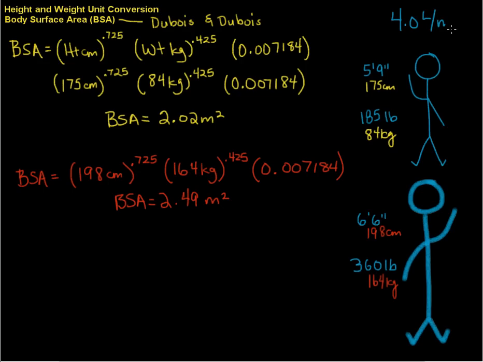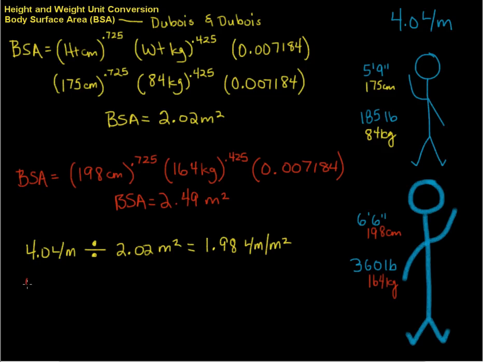Now, if you recall when we first introduced this topic, we said both of these people had a cardiac output of 4 liters per minute. Let's see how that works with the cardiac index now. Let's take this cardiac output and index it with the body surface area. In the first case, we have 4 liters per minute, and we're going to divide that by the body surface area, which we said was 2.02 meters squared. And when you plug that into your calculator, you should get 1.98 liters per minute per meter squared. That's our unit for cardiac index.